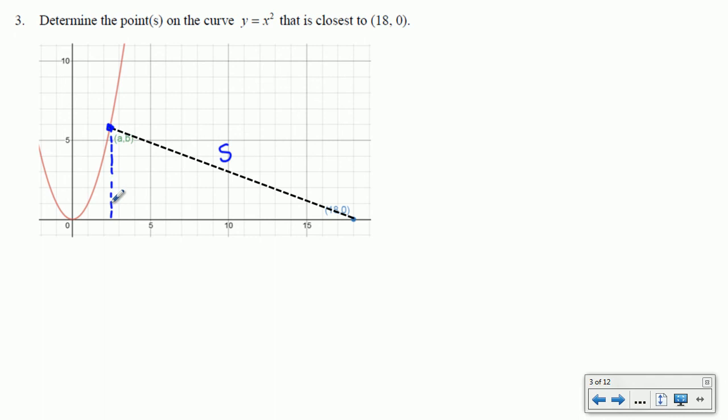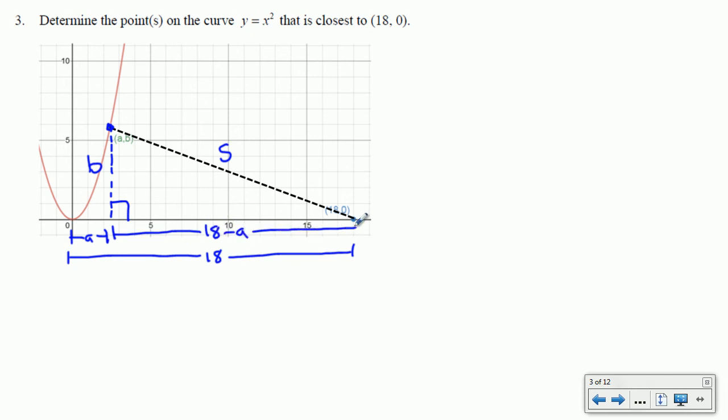So you may recognize this shape. It's a right angle triangle. We can express S in terms of a and b now. So the height of this triangle is going to be b. This length is a. This full length is 18. So the length of this other side of the triangle is going to be 18 minus a.